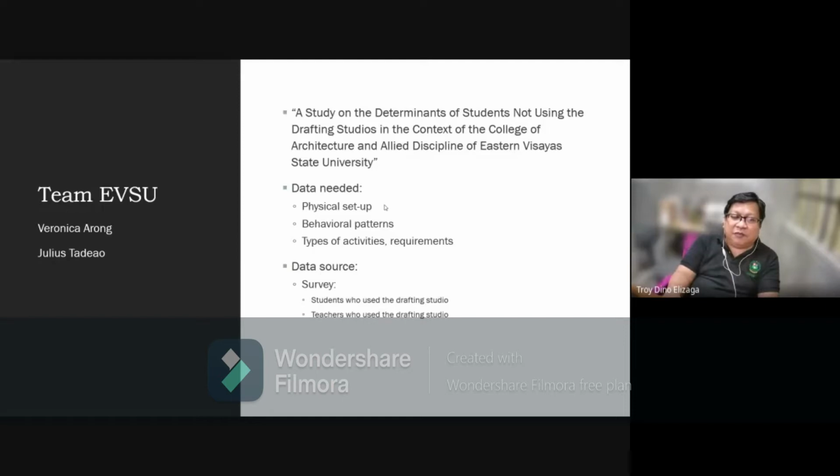Well, again, I forgot to put the site visit there and the documentation for the physical setup and observation for the behavioral patterns, but there should be a survey among the teachers and also the students who use the drafting studio. So do not include those who know nothing about the drafting studio.